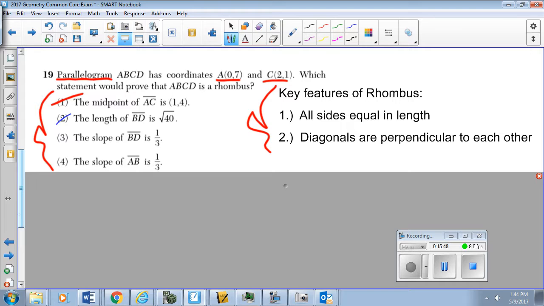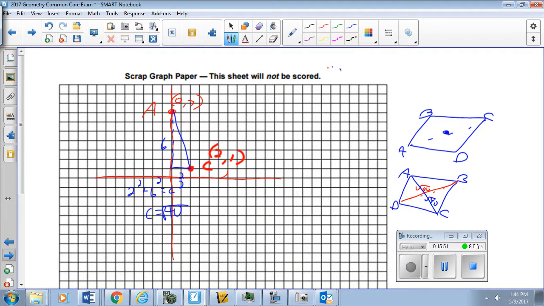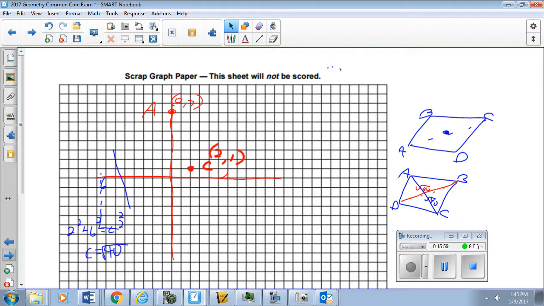All right, what about the slope of BD is 1 over 3? I'm going to erase some of these things here. So what they're saying is the slope of BD. Now, we don't have BD. We don't know where BD is. But we do know we can find the slope of AC. This is one of the diagonals, right? And the slope of that, remember, is rise over run. So the slope is equal to negative 6 over 2. So the slope is going to be negative 3 over 1 of AC.